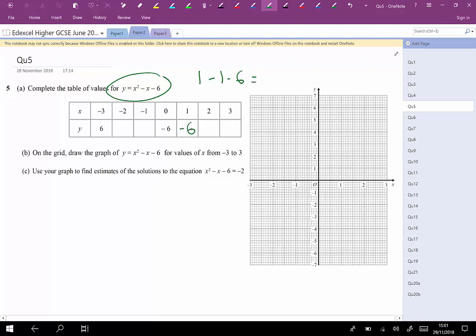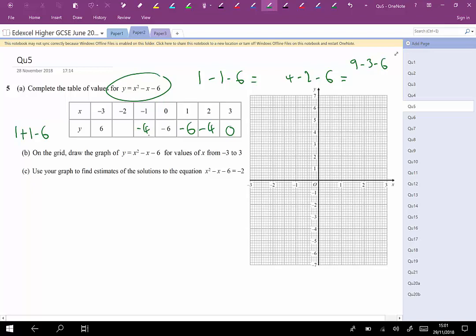Okay. X is equal to 2. 2 squared is 4. Take away 2, take away 6 gives me minus 4. Okay, x is equal to 3. 3 squared is 9. Take away 3, take away 6, I get big fat 0. Right, x is equal to minus 1. Minus 1 squared is 1. Take away minus 1, so that's actually an add 1. Take away 6 gets me to minus 4.